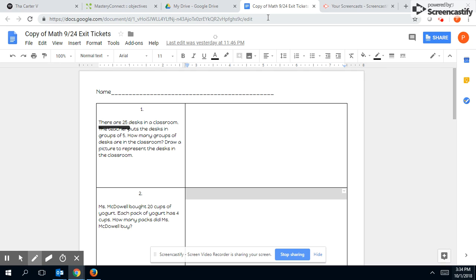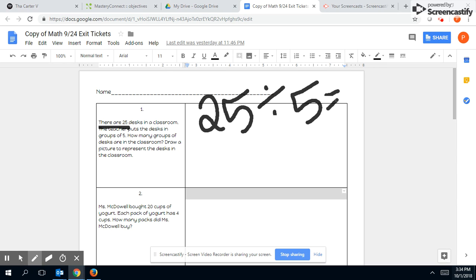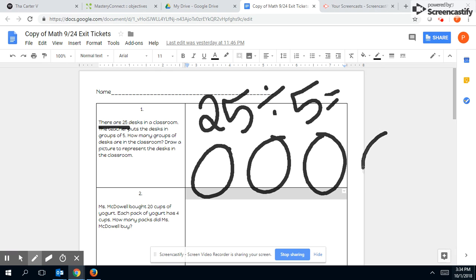So what I'm going to do is take my total of 25 desks and put those desks into groups of 5. I can write this by writing 25 divided by 5. Okay. We would then show the students that we're going to have group 1, group 2, group 3, group 4, group 5. And then we're going to assign desks to each group until we reach 25.